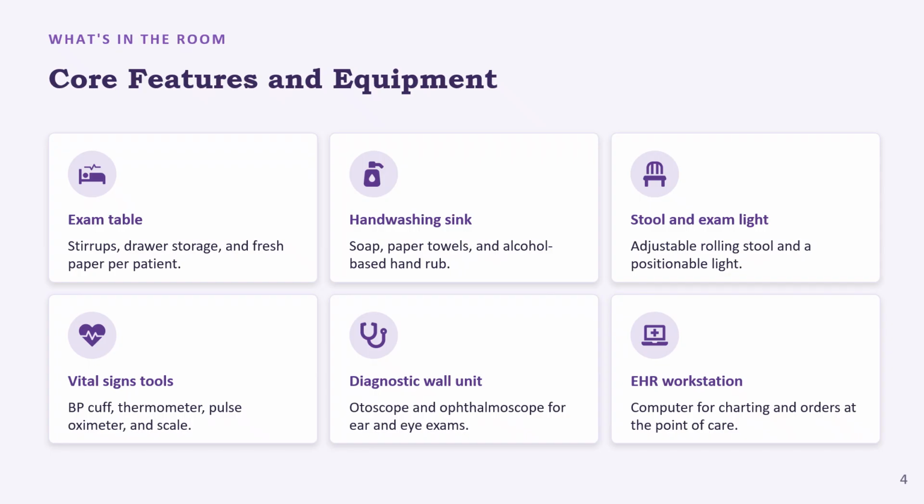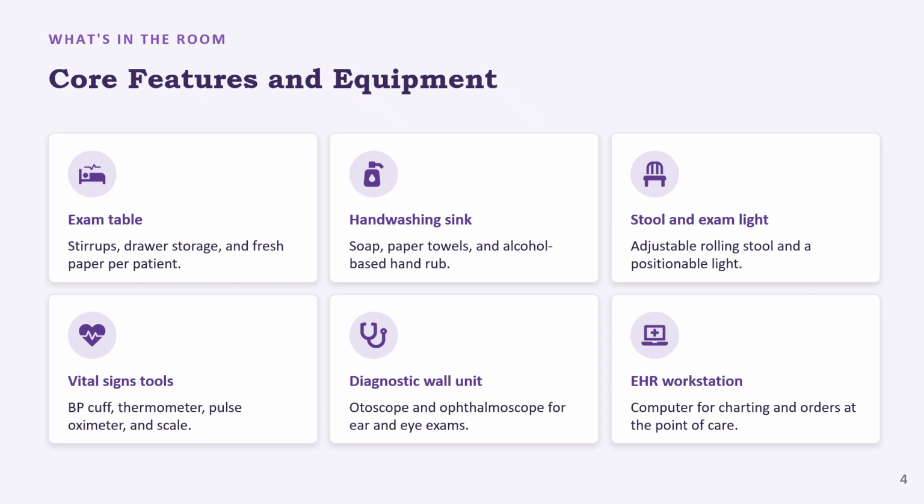Let's now inventory the equipment you will use every day. Start with the exam table. Many tables have stirrups for certain exams, built-in drawers for supplies, and a roll of paper that you change between every patient to give each person a clean surface. The hand washing sink is your most important infection control tool in the room. It should be stocked with soap and paper towels, and most rooms also have alcohol-based hand rub for quick hand hygiene when hands are not visibly soiled.